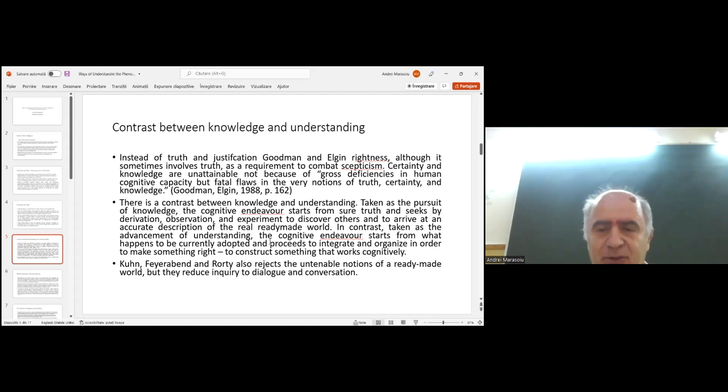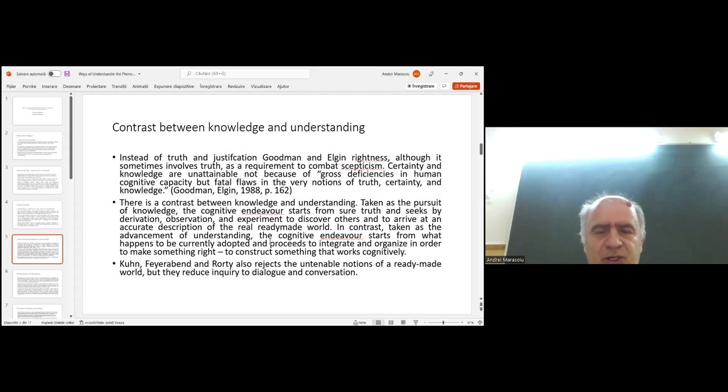Taken as a pursuit of knowledge, the cognitive endeavor starts from sure truth and seeks by derivation, observation, and experiment to discover others and to arrive at an accurate description of the real ready-made world. In contrast, taken as the advancement of understanding, the cognitive endeavor starts from what happens to be currently adopted and proceeds to integrate and organize in order to make something right, to construct something that works cognitively.